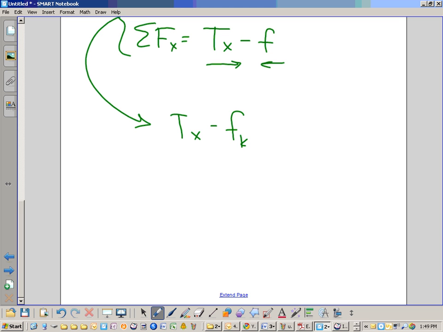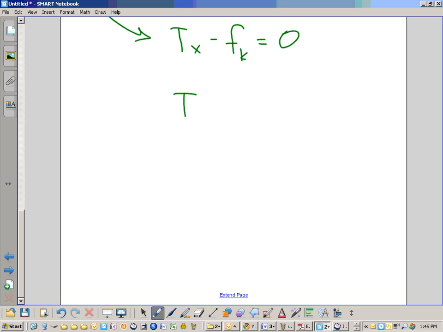This is kinetic friction. I haven't notated that so far, but it is. All right, so then we get Tx is equal to kinetic friction. That means that Tx, or T cosine theta, where theta is the angle relative to the horizontal, the x direction, because that's what we're evaluating, is equal to, how do we break friction down? Mu times normal force. Okay, so mu kinetic times normal force.